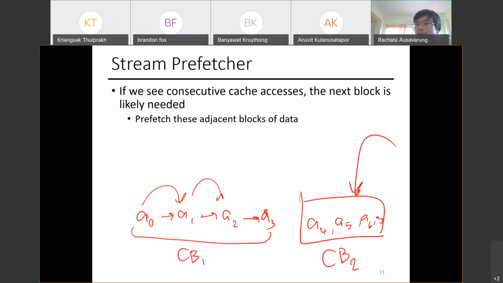The pattern that we go through right now, 0, 1, 2, 3, 4, 5, is called streaming. It's streaming through consecutive pieces of data. Any question about the stream prefetcher?